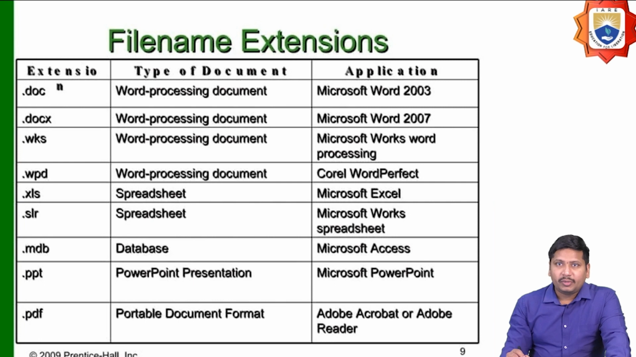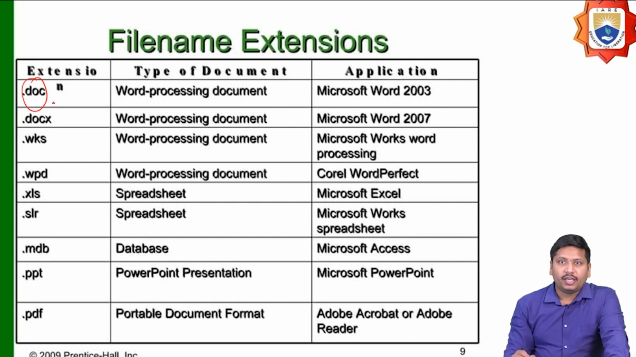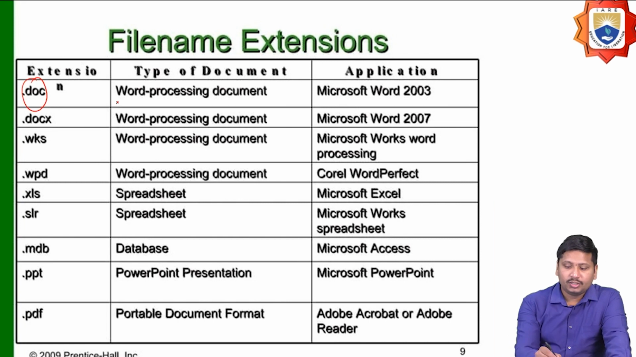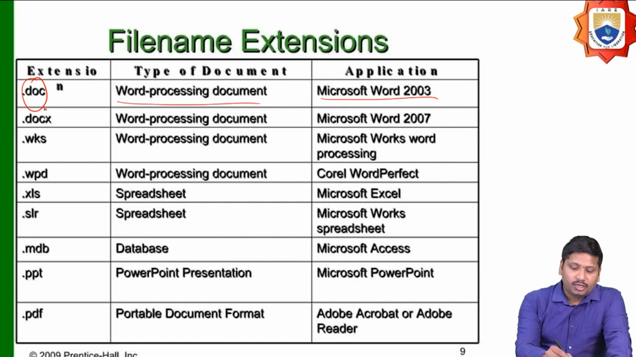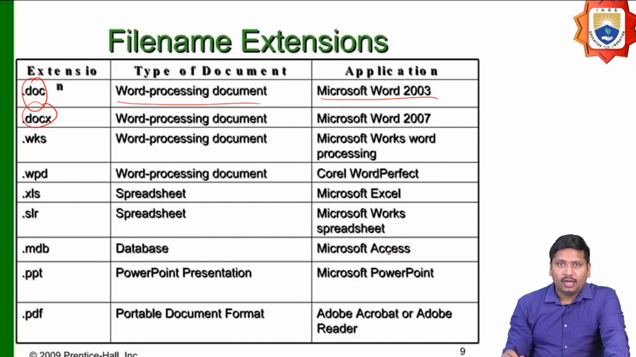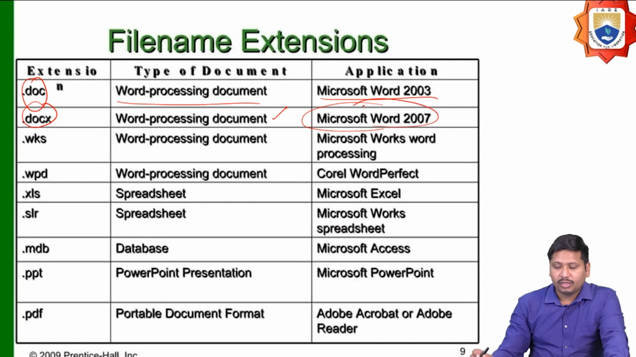So some of the file name extensions are going to be seen now. And .doc is the extension which can process this type of document, a word processing document of Microsoft Office 2003. Similarly, .docx is the other kind of file extension to specify the same Microsoft Office word processing document in Microsoft Office 2007.